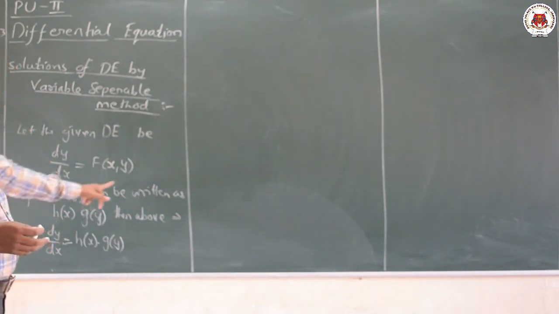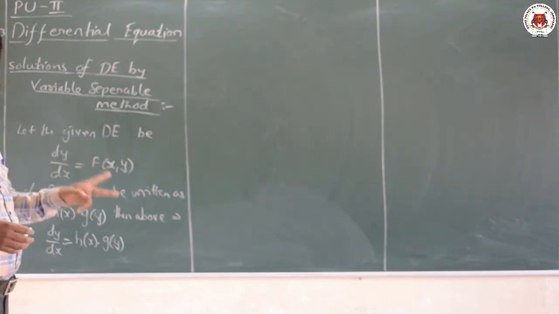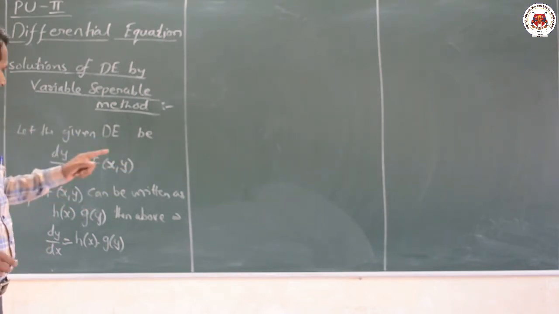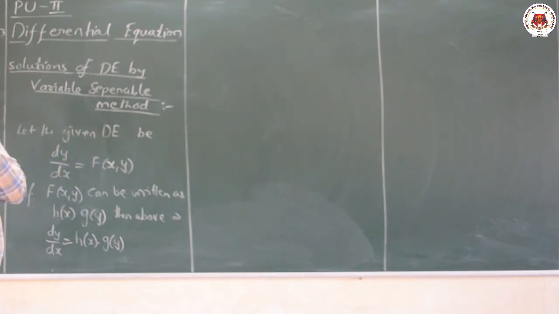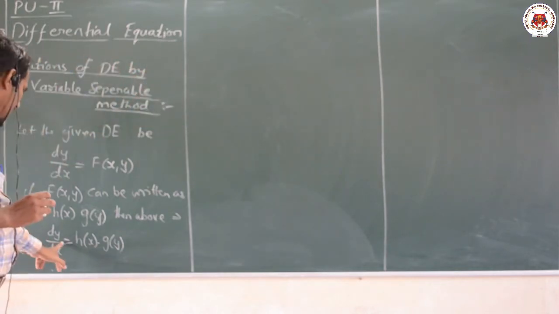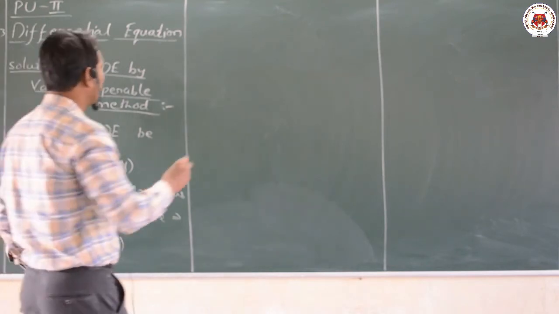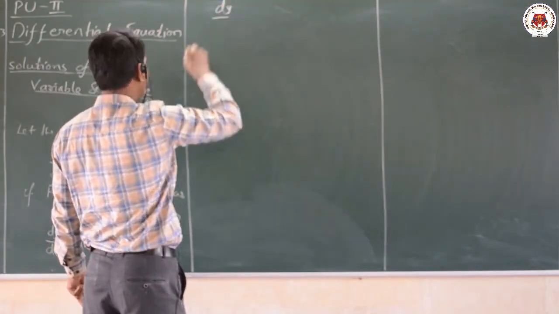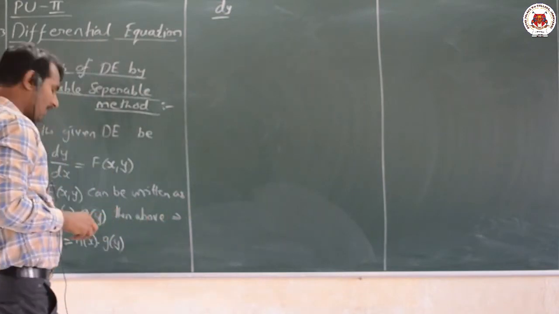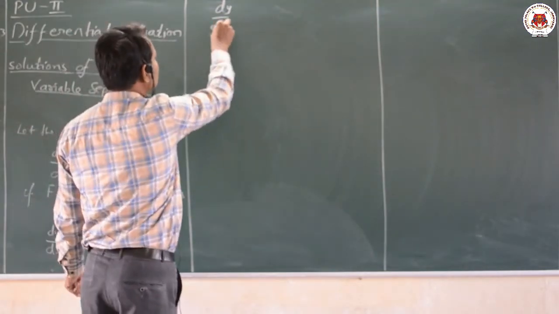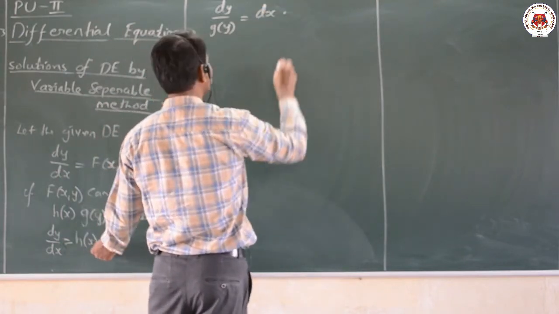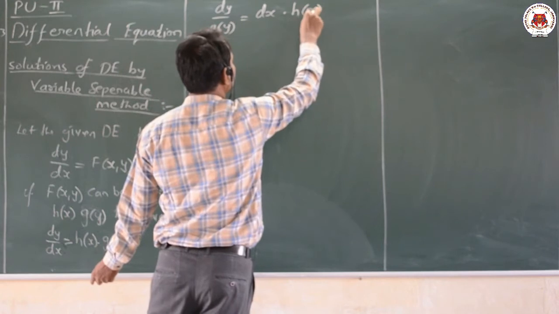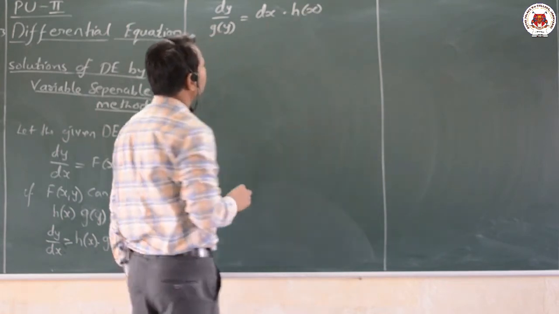In this whole differential equation, we find that there are only two variables: x and y. So I will split all the x terms to one side and all the y terms to the other side. Looking at this differential equation, I can write dy divided by g of y, taking g of y to the denominator, equal to dx into h of x.